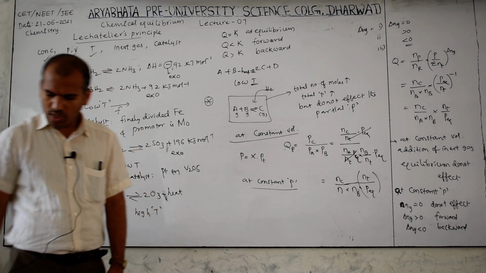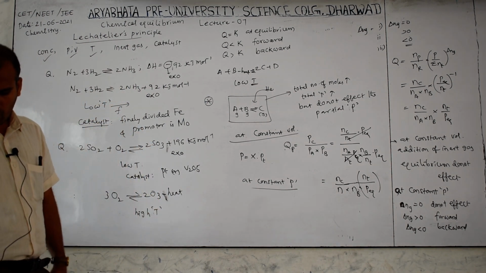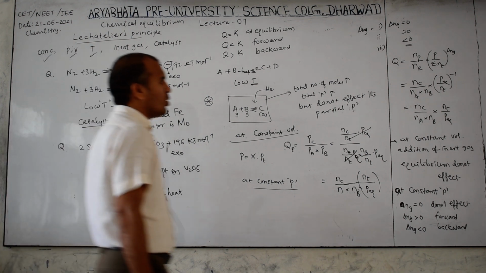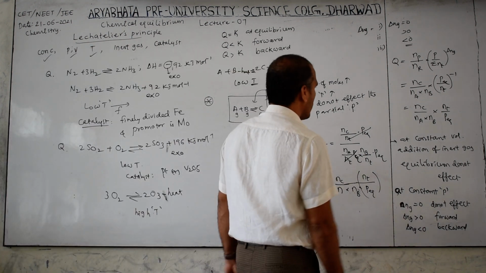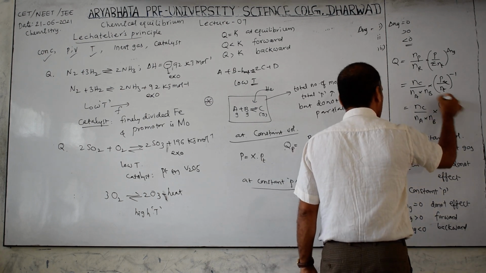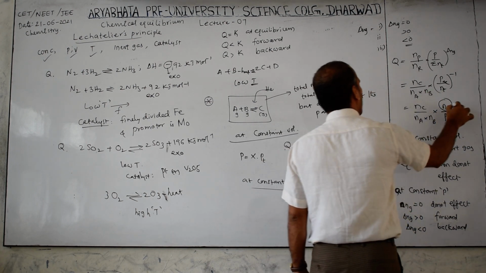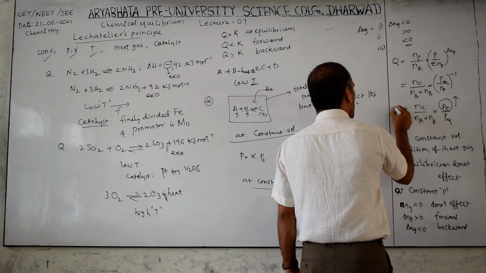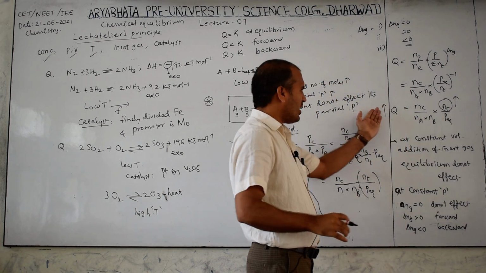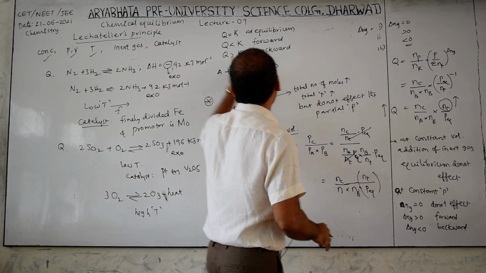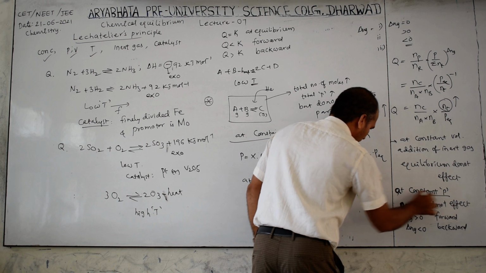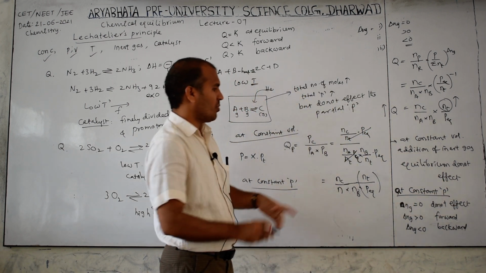Okay. So now for this reaction, delta Ng is less than 0. Total number of moles, what happened? Increases. Then Q also increases. Q increases, indicating the reaction is backward at constant pressure. That purpose only I derived this formula.